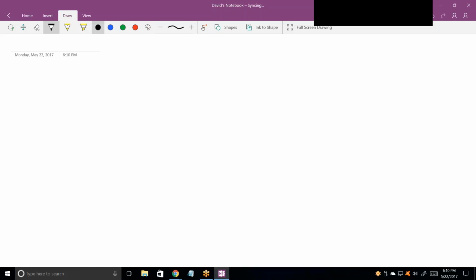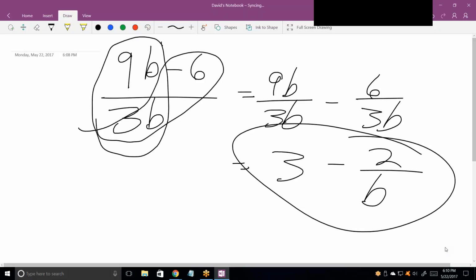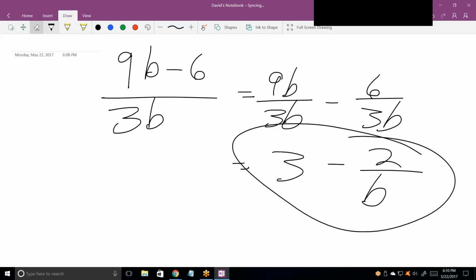I have one question about that problem. Okay. So obviously there's different ways to do different problems. If I kept it as one fraction and made the numerator 3 times the quantity of 3b minus 2. Okay, well, let's go back. No, I know exactly what you're saying. I was thinking of that when I was doing it.